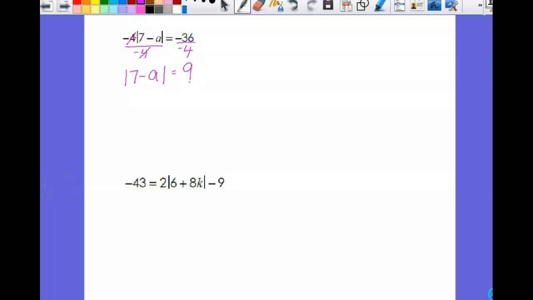So now that you have your absolute value isolated, now is when you split it into 2. That means I'm going to set up 7 minus a equals 9 and negative parentheses 7 minus a equals 9. You cannot forget those parentheses. Those are super duper important. Then I have 2 different things to solve here.